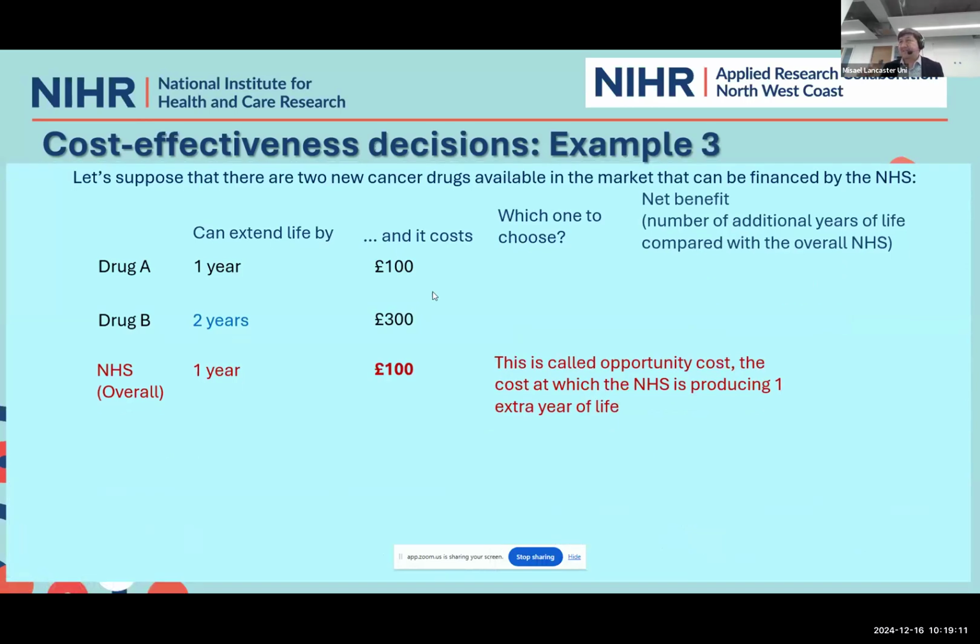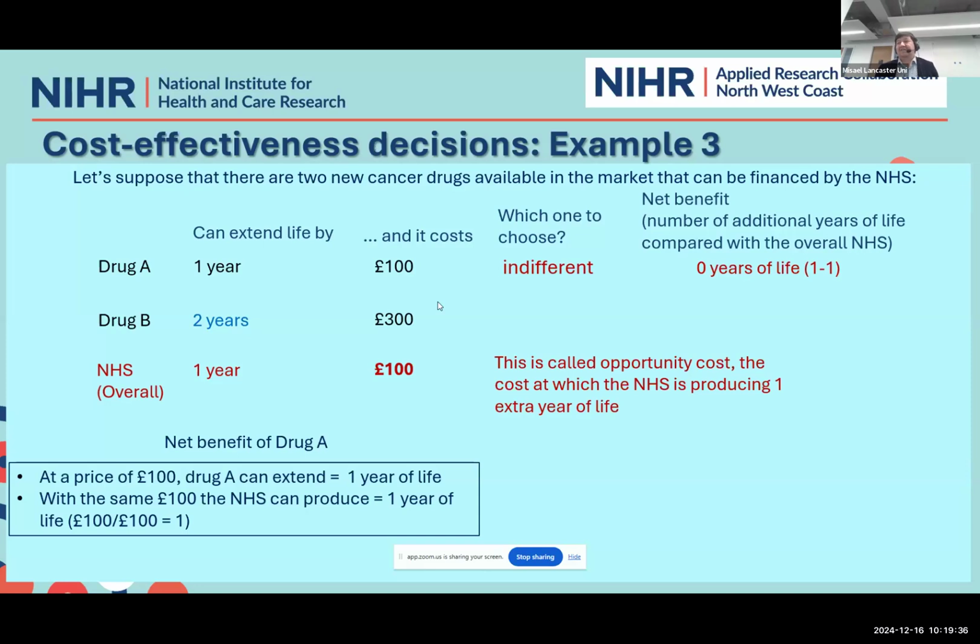Okay, let's change the example a bit. Let's say now that the NHS can produce this additional year with £100. So as you can see, drug A and the NHS now are producing one additional year at the same cost. It's not difficult to see that the net benefit will be 0, because the NHS will lose one year elsewhere, and drug A will gain 1 year. So the net benefit will be 0.